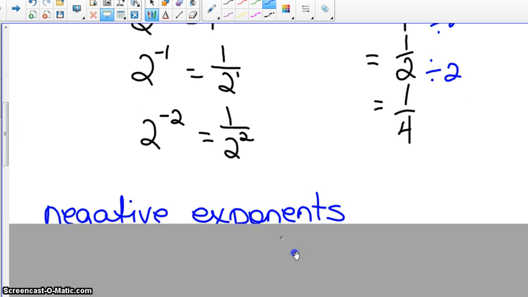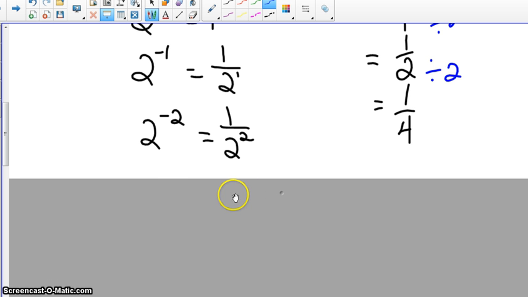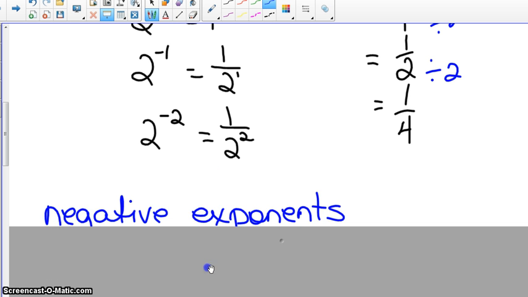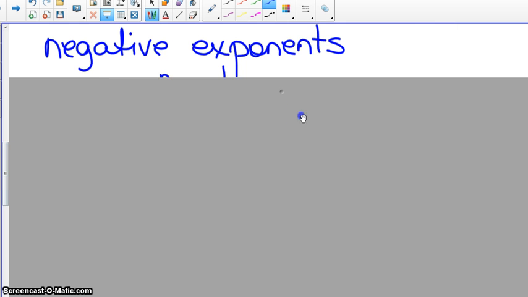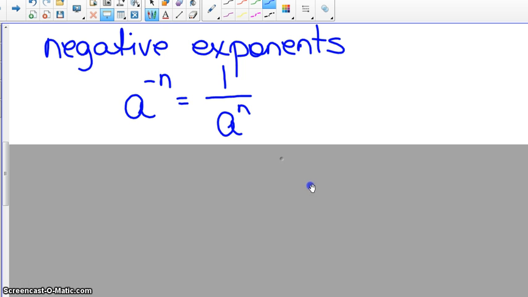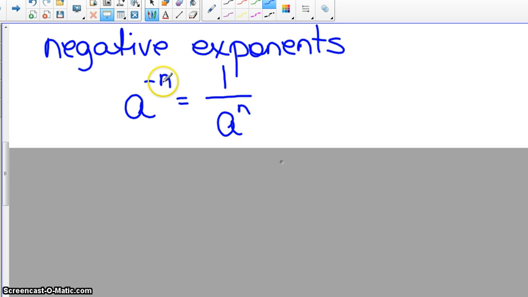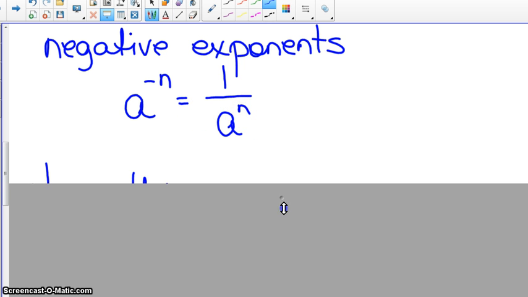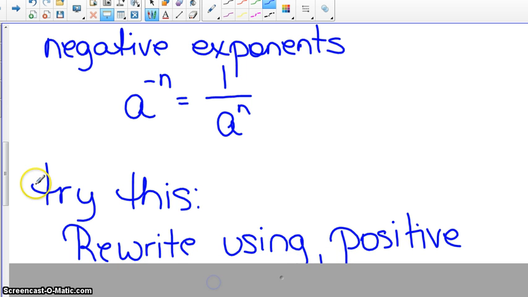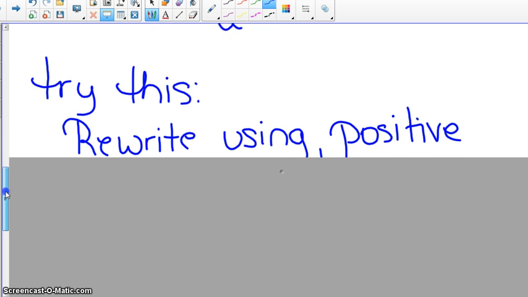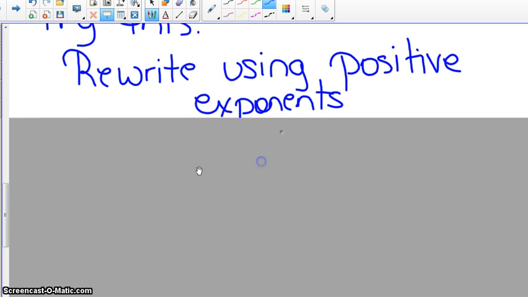And so I hope you see the pattern there, okay? Remember what we said? Negative exponents. A to the negative n is a negative exponent. It wants to be a real man, so it jumps down below the line and it turns into a real man. Alright, so let's try this. Rewrite using positive exponents.